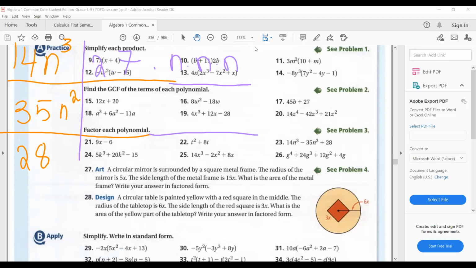Ranim. 35n squared. I want you to factorize it. Give me two numbers that if you multiply them, you get 35.